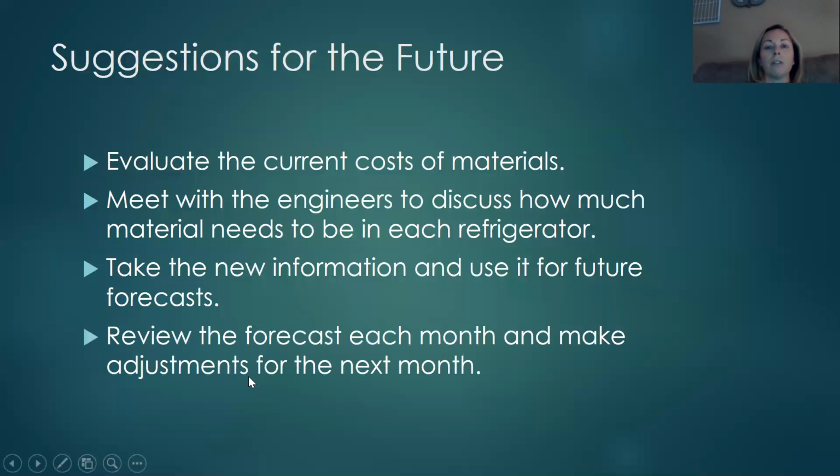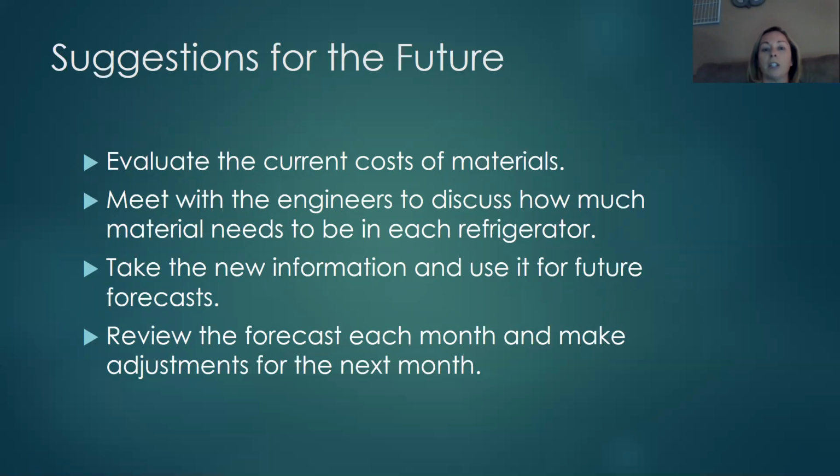So how do we make sure that we do a better job in the future and we don't come under that? So suggestions for the future: evaluate the current cost of materials. Make sure that what we're paying today is really what the right cost should be. Should we be negotiating that again, or anything like that? So we need to be talking to the buyers and also our vendors that we're getting the material from. We're meeting with the engineers to discuss how much material needs to be in each refrigerator. Are we using the right amount? Do we understand what that looks like? So we can make sure that we're accounting for that in our forecast.